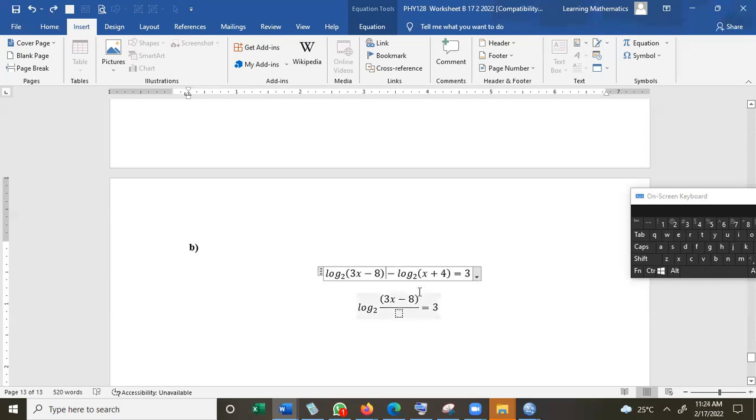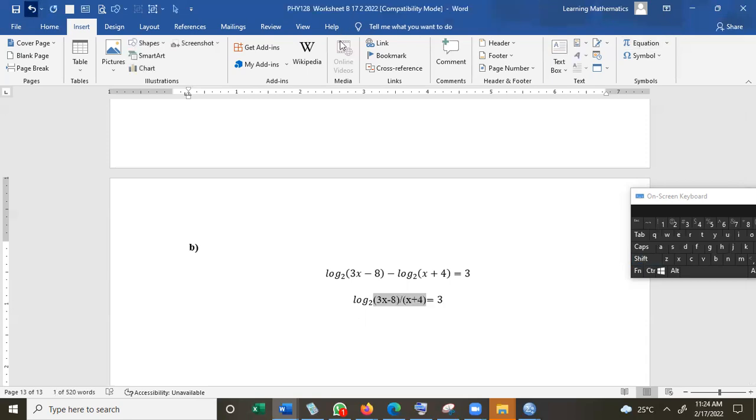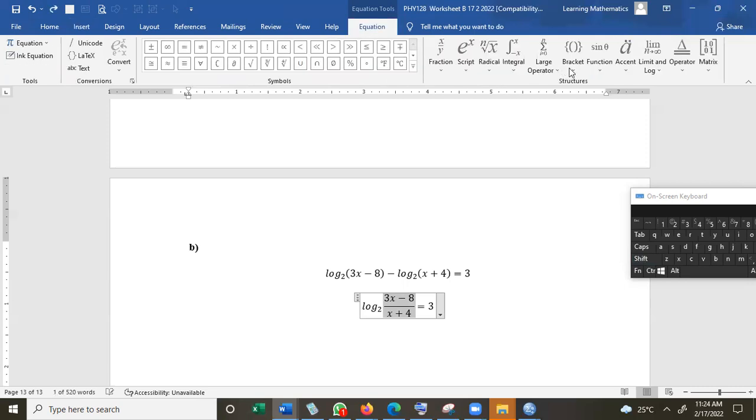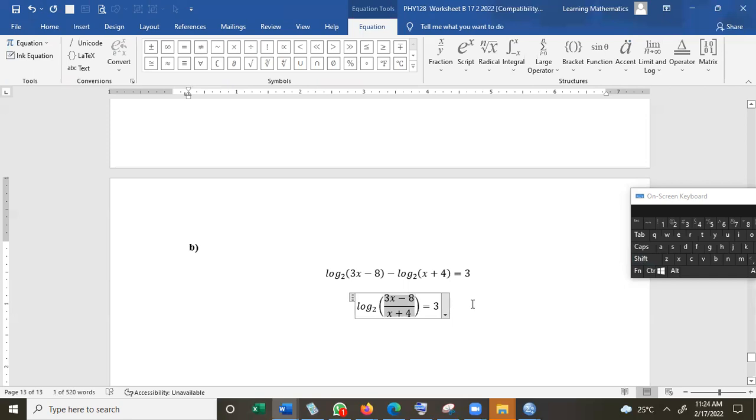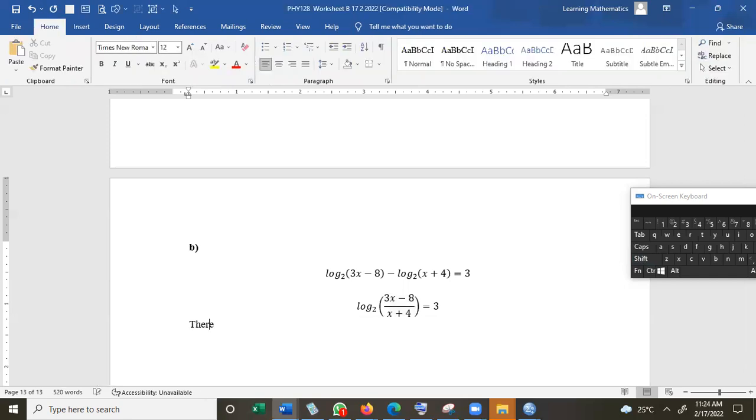So 3x minus 8, and because the x plus 4 is carrying the negative log, it comes in the denominator. Okay, simplifying. All right, so that whole expression, 3x minus 8 over x plus 4, is the number. It is the value. 2 is the base, 3 is the exponent. Okay, bear that in mind.